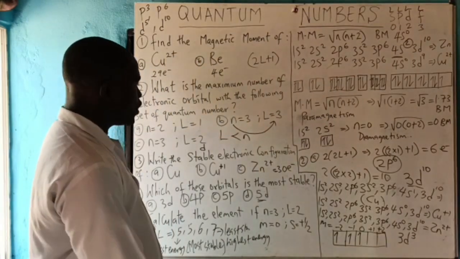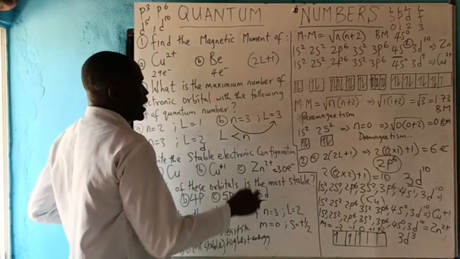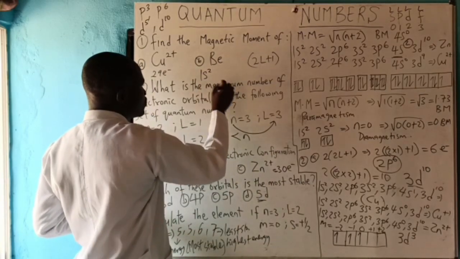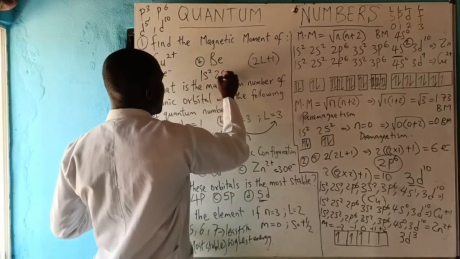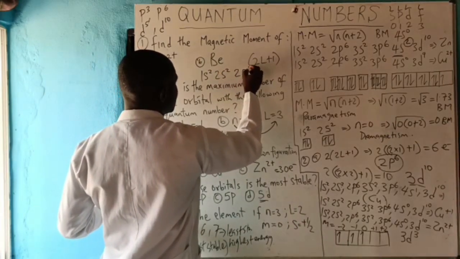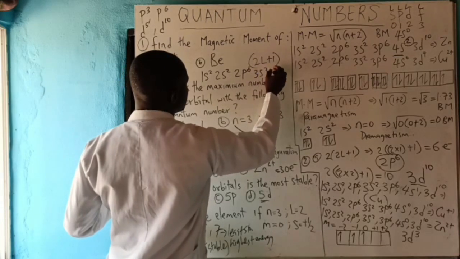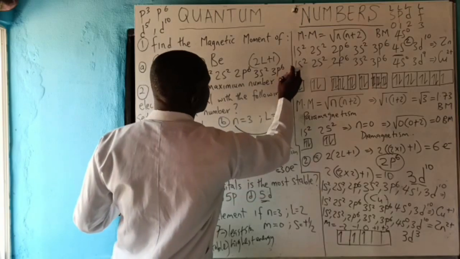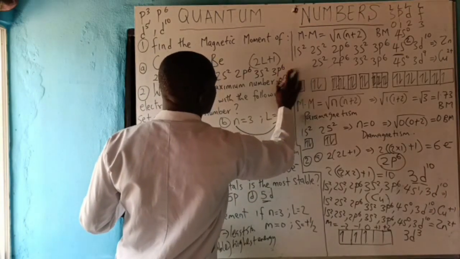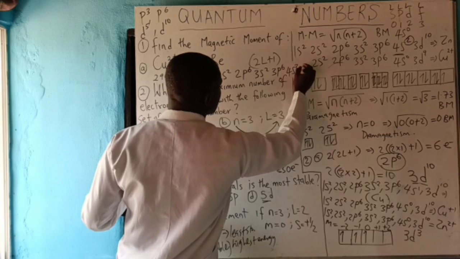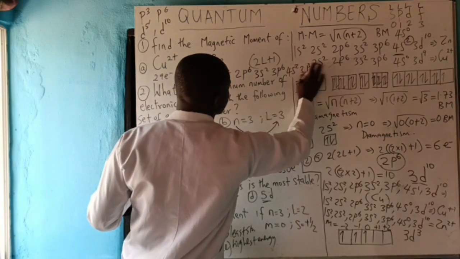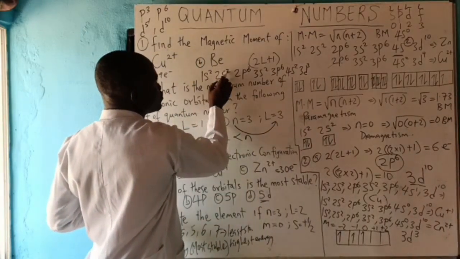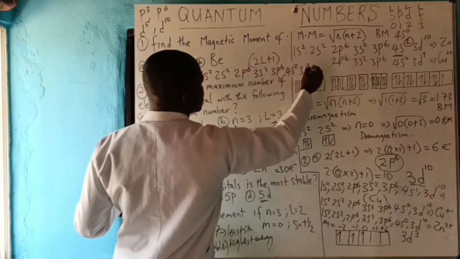And so what you will do is that you say the element will be gotten this way. You will be writing 1s2, 2s2, 2p6, 3s2, 3p6, and stop at 3d. Then you now also have 4s2 and 3d3. Okay? How many electrons? 2, 10, 20, 23 electrons.